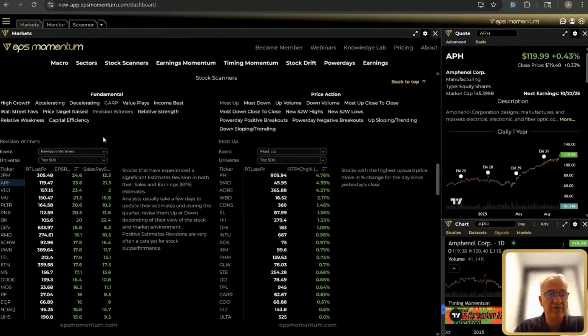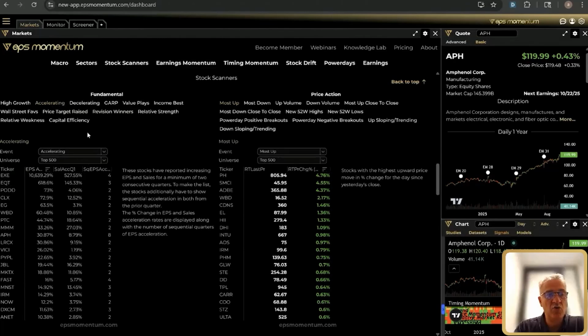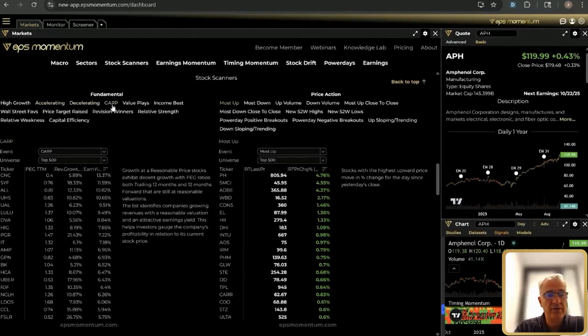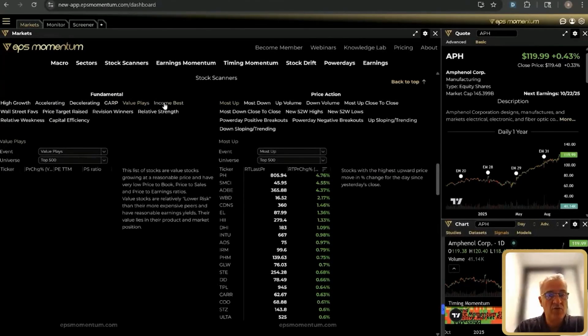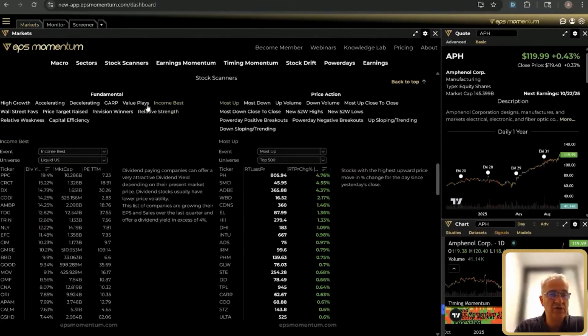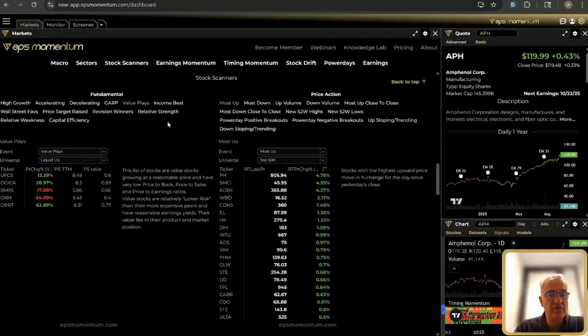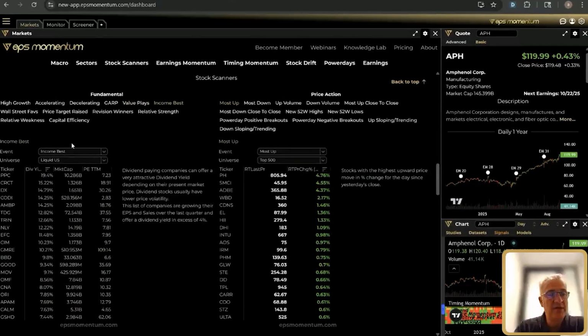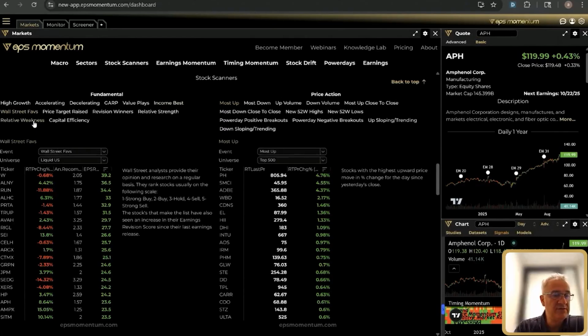On the left, you'll have the fundamentals. So I can look at basically stocks that are accelerating or decelerating, or GARP, growth at a reasonable price, or value plays, or income best. You can also filter by liquid US or large caps, small caps, ETF, or all stocks. So if I go liquid US, value plays, hopefully I get a few income best, Wall Street favorites, and so on. So we're going to go over some of these.